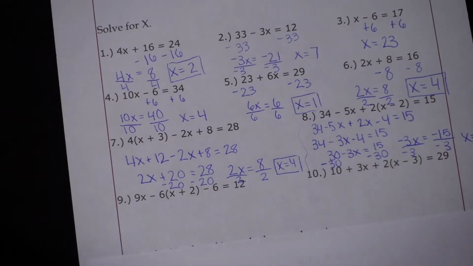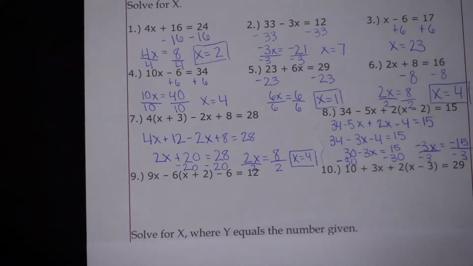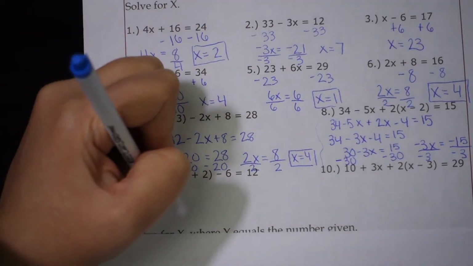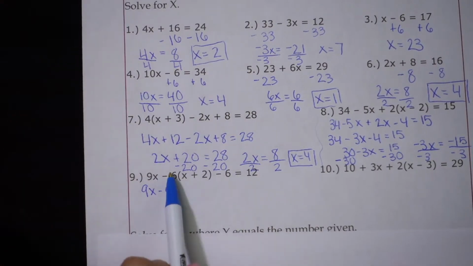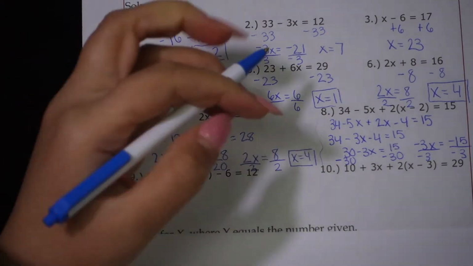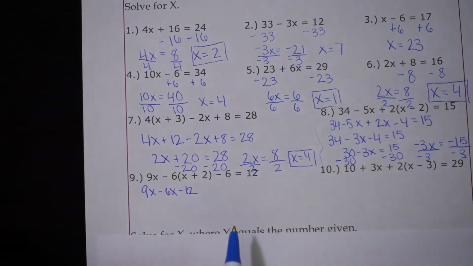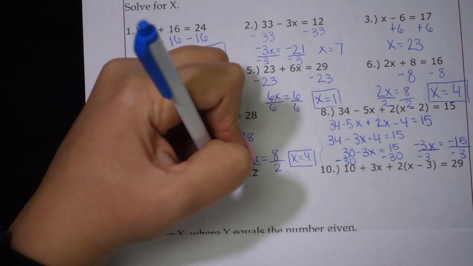One more or two more sets of problems. So in this case, we have right here. We're going to have 9x minus 6x, because we're just distributing the 6 in. So minus 6x minus 12, because negative 6 times 2 is negative 12. Minus 6 is equal to 12.